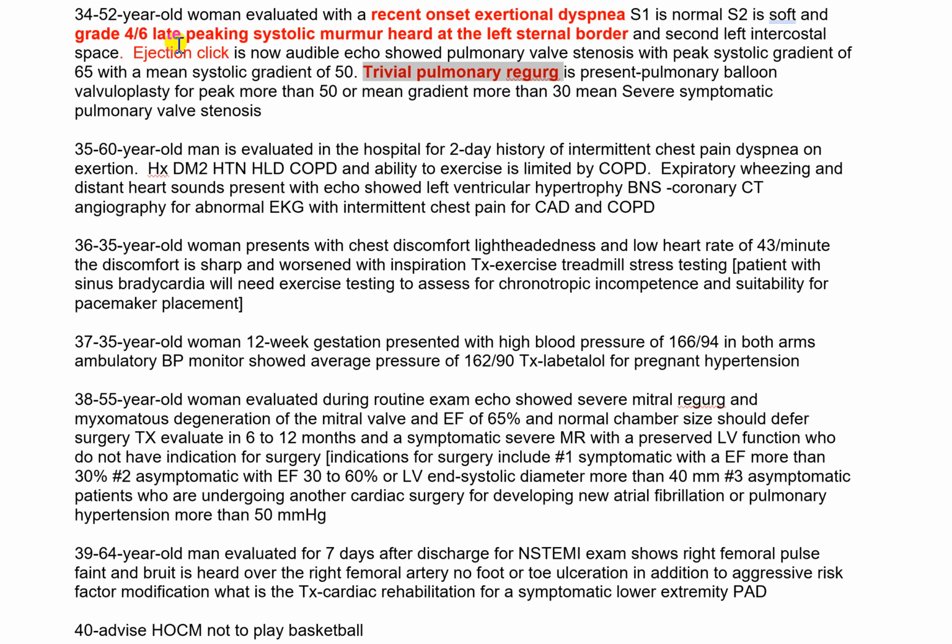So any systolic murmur usually either could be aortic stenosis, pulmonary stenosis, or mitral regurg. So this patient has pulmonary stenosis and pulmonary regurg as well, okay? So the idea, what do you do? How do you treat that patient? Oh, you have to. Because you cannot do valve replacement, so you should balloon.